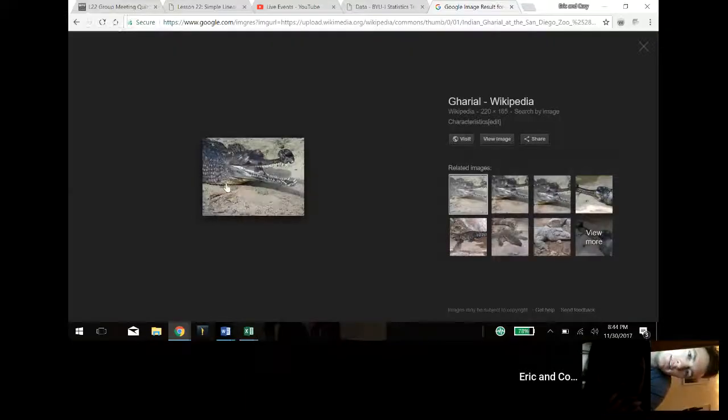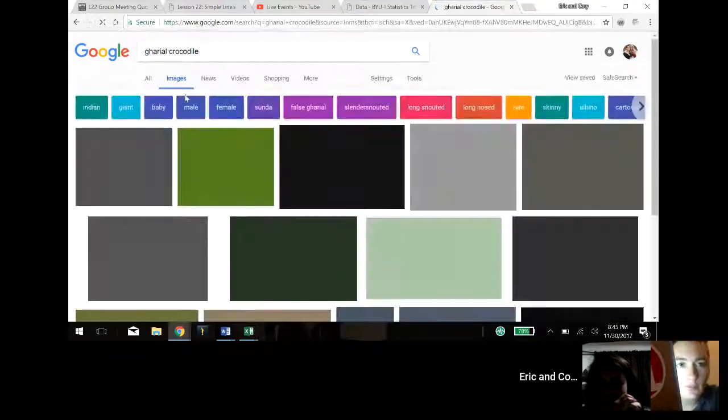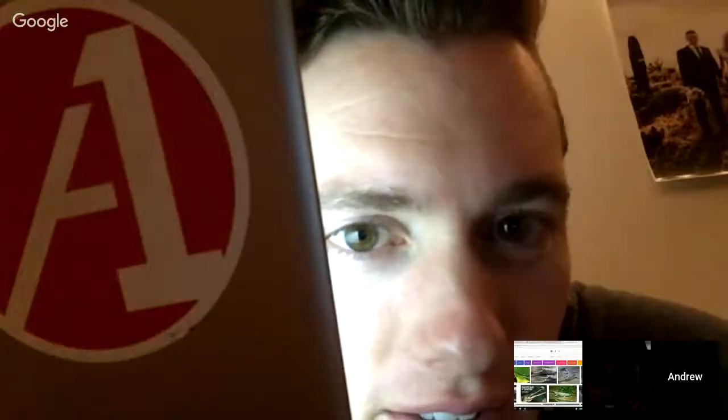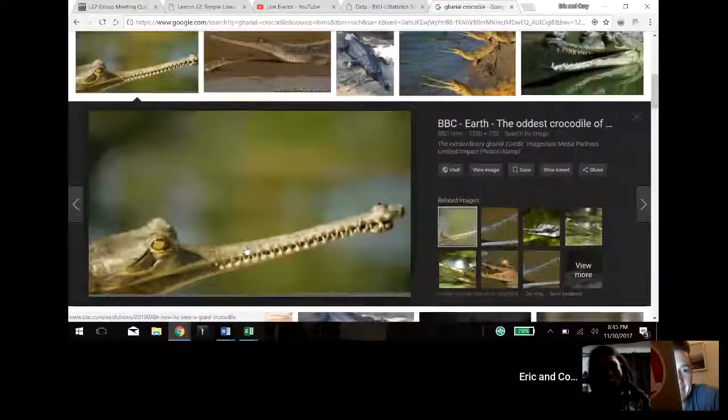Am I still sharing my screen? Yeah. Okay, it's coming up. The picture's little. I have my screen unlocked, but you guys are still not. There we go. Okay, these are the gharials. Oh, they're the long-snouted ones. They're creepy faces. Yeah, they're really creepy. Look at it. It's a creepy face. Look at that thing. Ew.